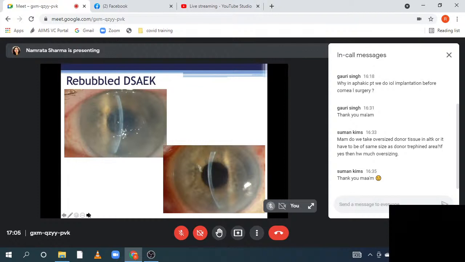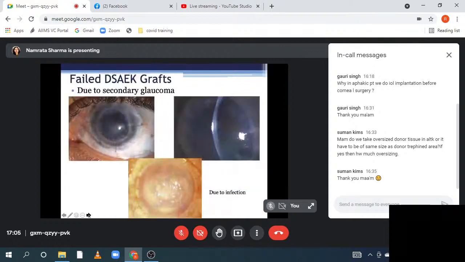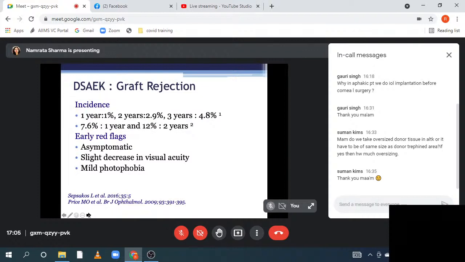So this I have already shown you. There's a detachment like this. You can always rebubble it. There's a detachment like this again. This has to be addressed. So these problems can be there. Then you can have secondary glaucoma. You can even have infection. We've had a couple of infections in our DSEK grafts.